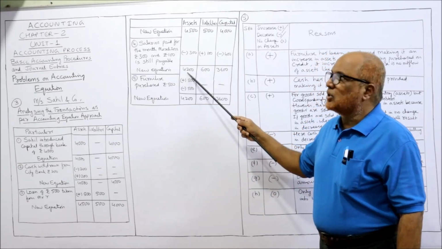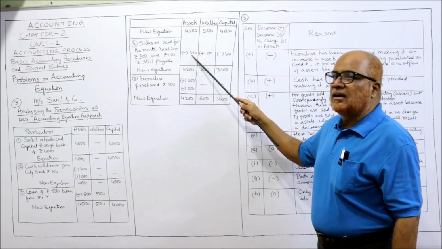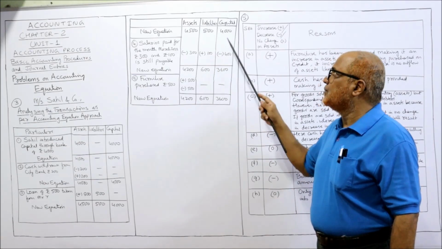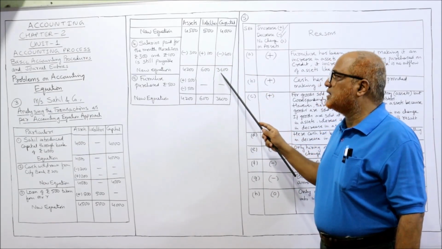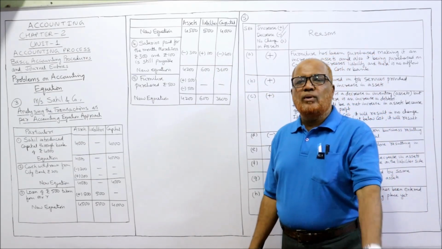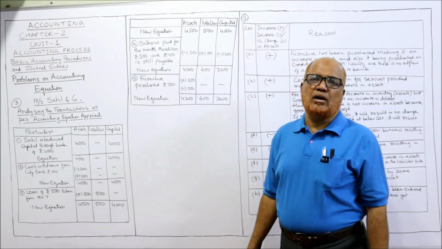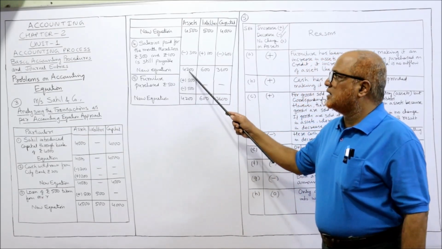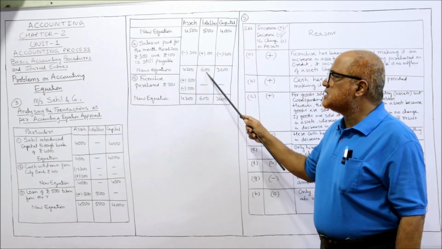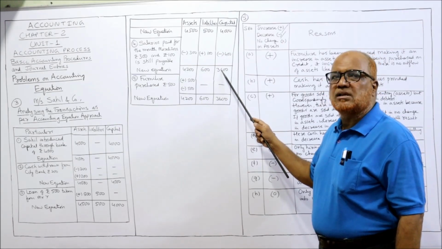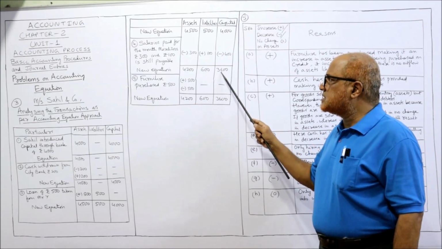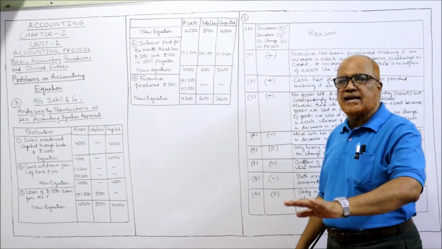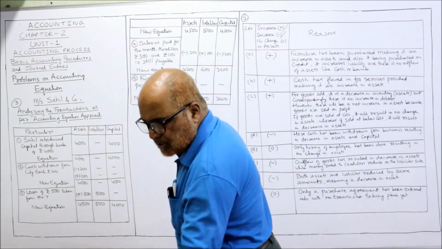Over. Now new equation. 4,500 minus 300, you will get 4,200. 500 plus 100, you will get 600. 4,000 minus 400, 3,600. Now check whether our equation is satisfied or not. Assets is equal to capital plus liabilities. So these are the assets 4,200. Liabilities are 600, capital is 3,600. Add up 600 plus 3,600, you will get 4,200. Again, accounting equation satisfied. Last transaction.